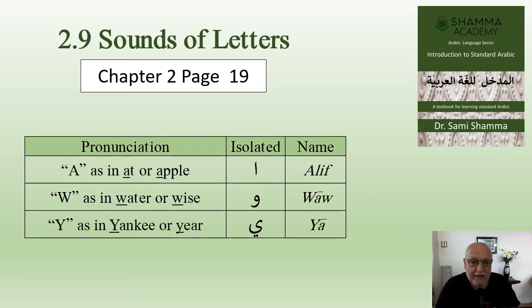When these letters are consonants, the first is as in at, apple. The U sound is the W in English, as in water or wise. And the E sound is similar to the Y sound, as in Yankee or year.